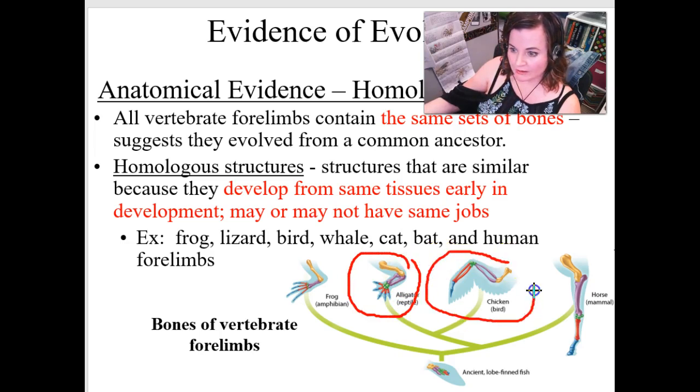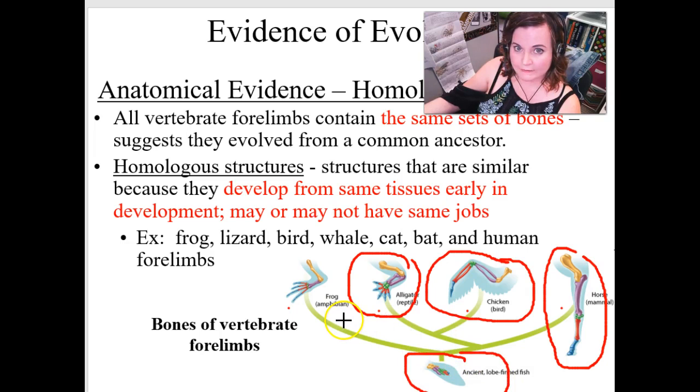A chicken's wing is meant, well, we can't really say it's meant for flying because chickens really don't fly, but they're meant to be flapped and kind of allow the chicken to fly a little bit. And a horse's leg is very, very different as well. So they all are different because they have slightly different functions, but they're homologous because when you look at the different parts, you can see the very same bones make up the frog's leg, the alligator's leg, the chicken's wing, and the horse's leg. And the ancient lobe-finned fish, they all have the same bone structures, just slightly modified, but they contain the same tissues, the same types of bones.